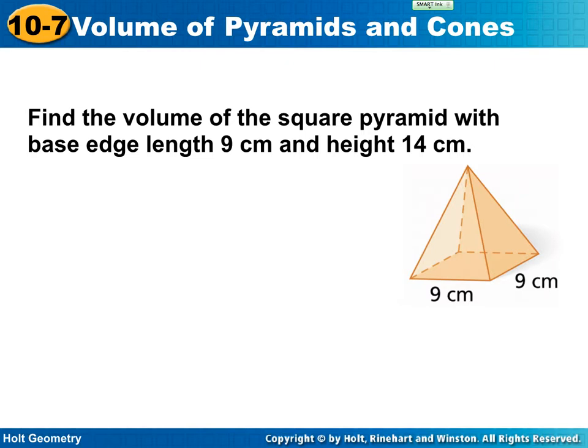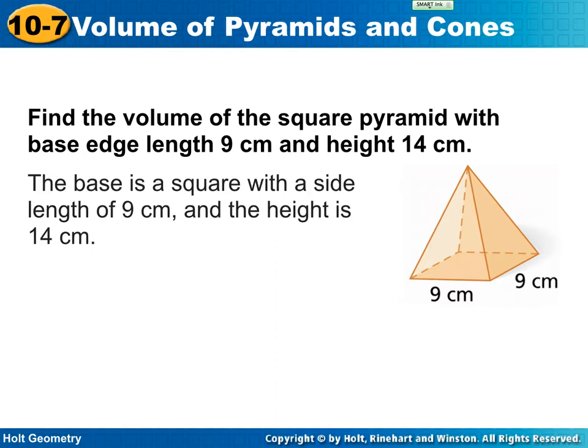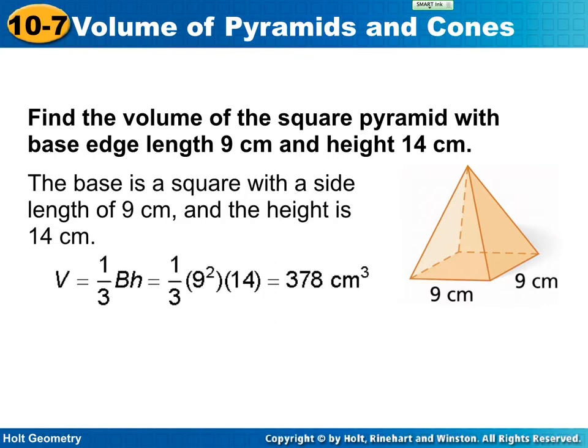Alright, and the volume of this square pyramid, how do you do the base area? 9 times 9, and you're going to multiply by 14, and then take 1/3 of that. Okay. 378. Got it. That's it.